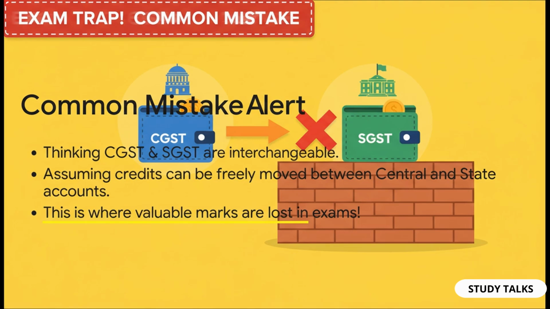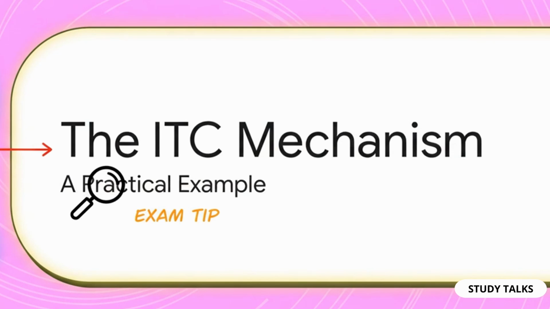Students think, well, CGST and SGST, it's all just GST, right? Two pockets on the same pair of jeans. They assume you can just move credit from one to the other. And I'm telling you, this is exactly where marks are lost, in both MCQs and practical questions. That's enough theory. Let's see how this all plays out in a real, practical, exam-style problem.